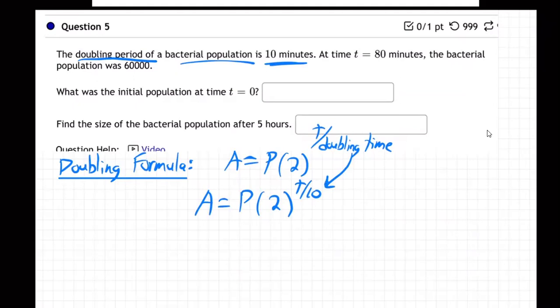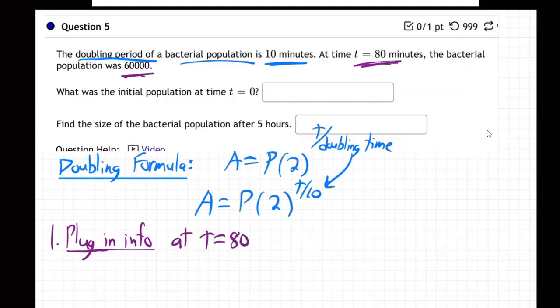Okay, now what are we going to do? Well, it says plug in the information. So step 1, plug in the info. What info did they give us? There we go. Plug in the info. They told us at 80 minutes, there's 60,000. At T equals 80 minutes, the amount in the bacterial population is 60,000. So let's plug that in.